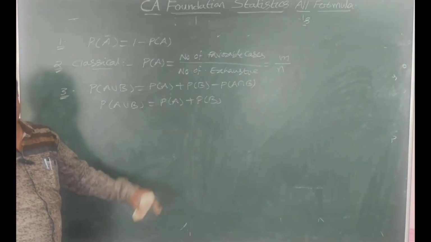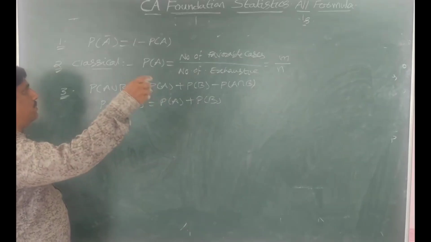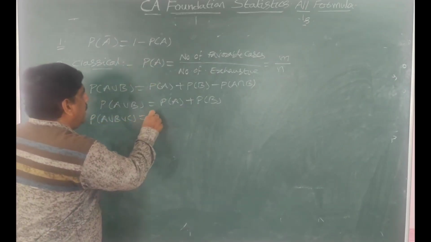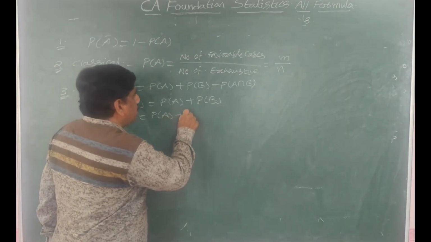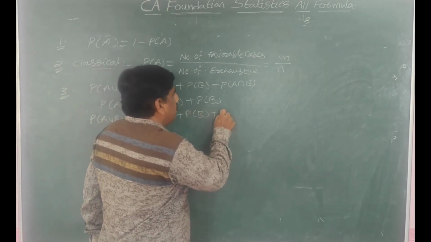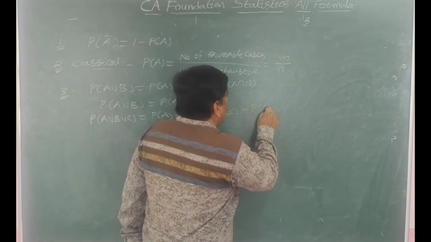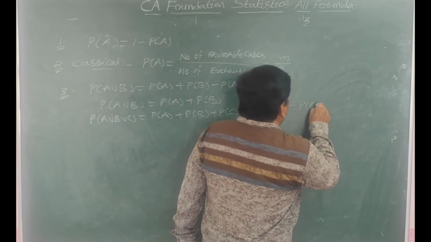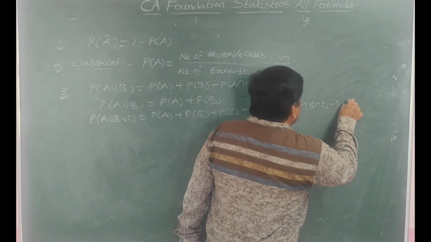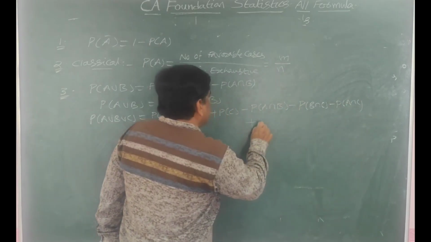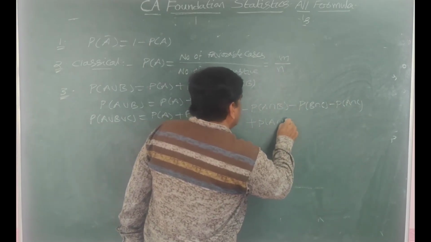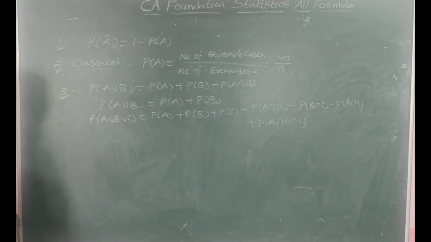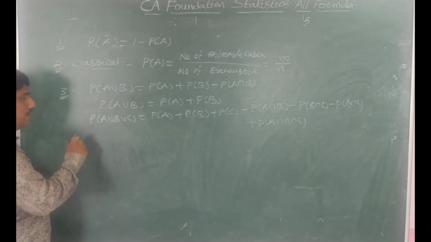If it is three events, P of A union B union C, then our formula will be P of A plus P of B plus P of C minus P of A intersection B minus P of B intersection C minus P of A intersection C plus P of A intersection B intersection C. For three events, addition theorem of probability is this one. So addition theorem.